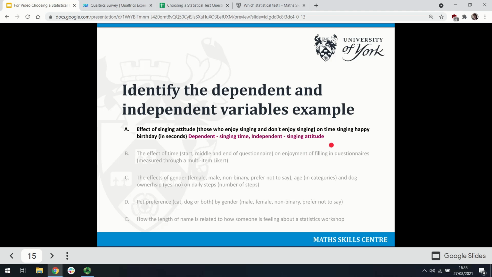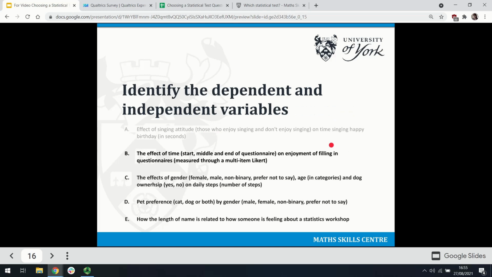Here's an example. Our first hypothesis is about the effect of singing attitude, whether you enjoy singing or not, on how long it takes you to sing happy birthday. The dependent variable here is singing time, and our independent variable is singing attitude. That's because we're hypothesizing that the independent variable, singing attitude, affects how long someone takes singing. It has an effect on the dependent variable, which is singing time.